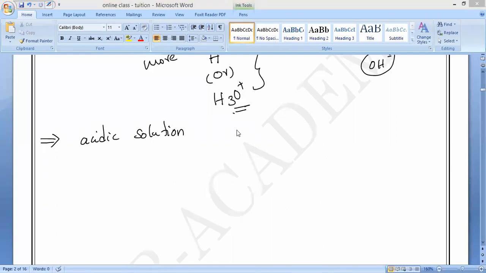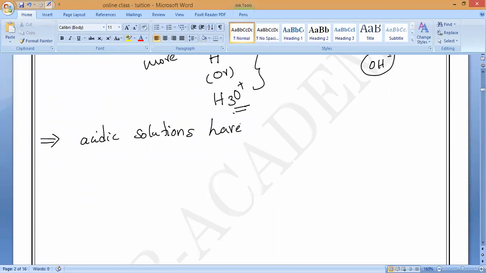Very clear. Everything is MCQ. Acidic solutions have excess of which ions? Hydrogen ions. Understand? Hydrogen ions. Understand all of you? That is what you have to remember.